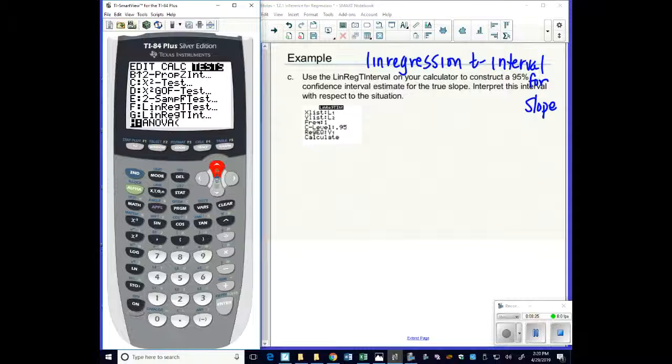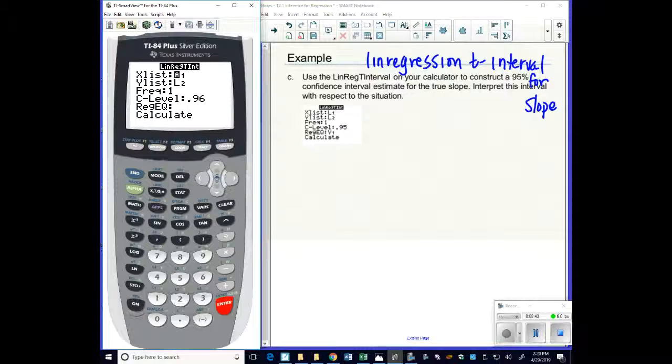You could absolutely check it out on the day of the exam, but if your calculator does not have the linear regression t-interval command on it, then you will definitely want to borrow one of my calculators. If we choose that command, it's pretty self-explanatory what you need to do.